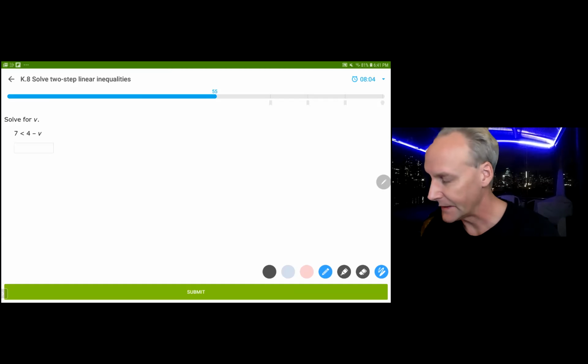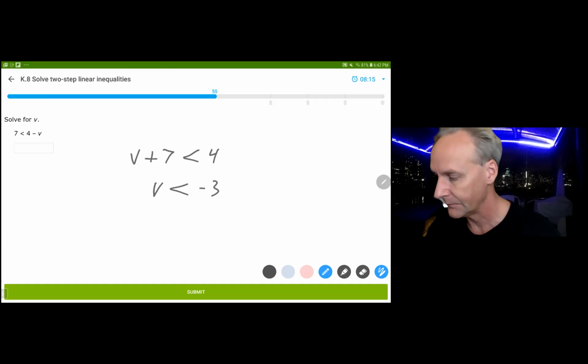And we don't want to spend a lot of time on this one. I'm going to add V to both sides, so that I have V plus 7 is less than 4. I'm going to subtract 7 from both sides. I'm going to get V is less than -3.